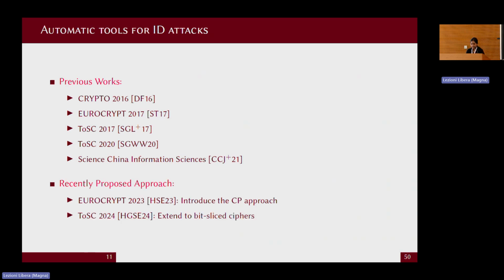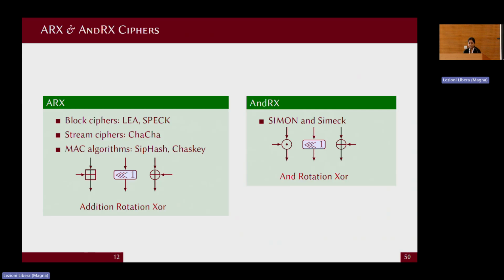Recently, there are two works, at Eurocrypt 2023 and USENIX 2024, by Hadipur et al. They proposed a satisfiability-based CP model to find ID distinguishers, and based upon this, they extended that model to construct a unified model to find ID key recovery. Mostly they applied this to word-oriented ciphers, but in ToSC 2024 they extended it to bit-slice ciphers. They applied it to, I guess, PRESENT and ASCON, but in that case they restricted themselves to only ID distinguishers.